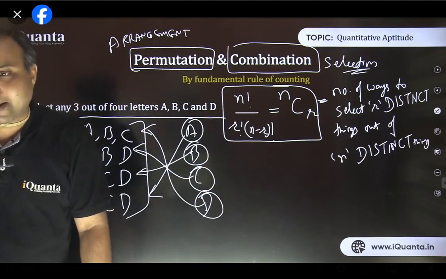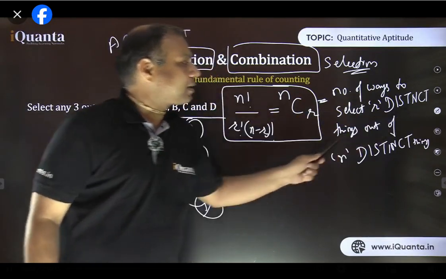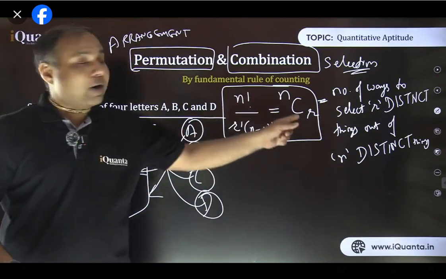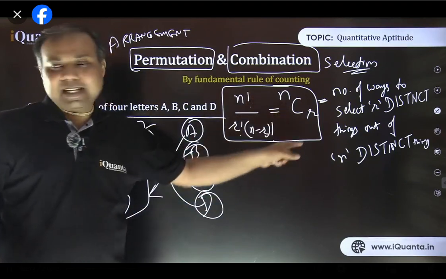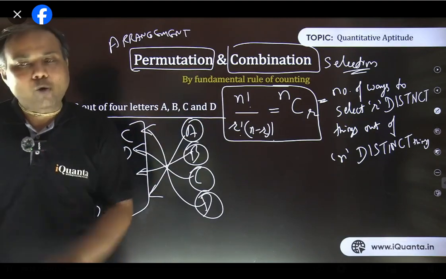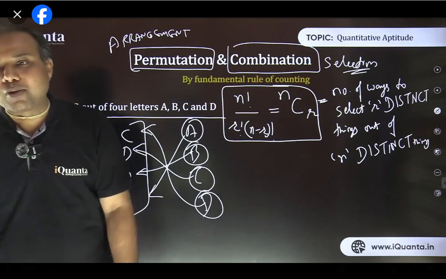What is the meaning of NCR? I'm repeating. It tells us the number of ways to select r distinct things, r different things, out of n distinct things. So if you have n different things, out of which you have to select r things, the number of ways will be NCR. And what is the formula for that? This formula is n factorial upon r factorial n minus r factorial. In whole PNC, this is the most used formula, or I should say this is the only formula you have to use.